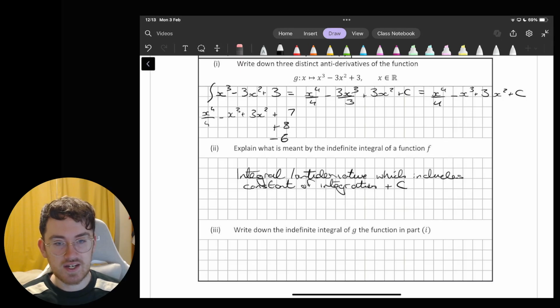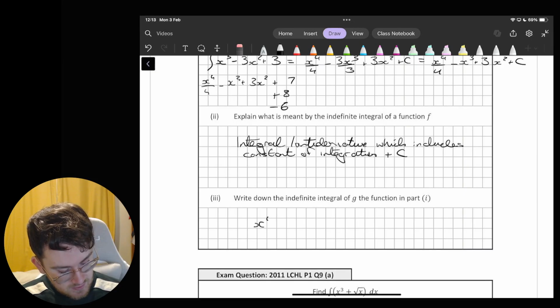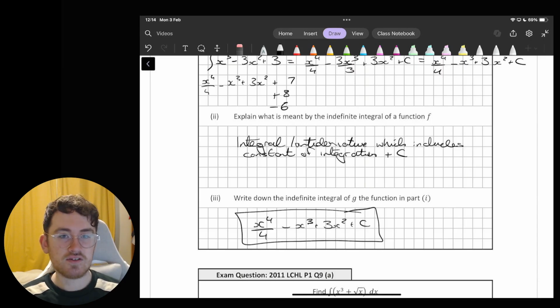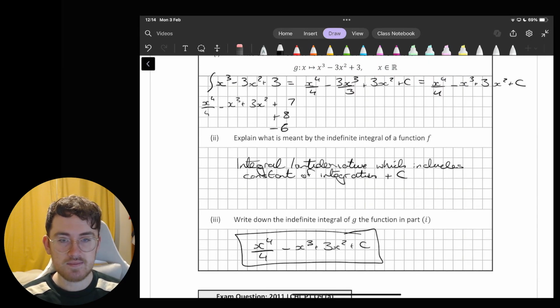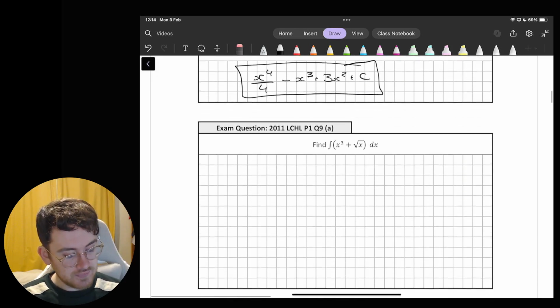Okay, so we're unsure of that idea. Right, then the indefinite integral, so that was the one that I had at the very beginning there, x to the power 4 over 4 minus x cubed plus 3x squared, and then my plus c at the end here. So that idea of the difference between an antiderivative, which is where that c would be replaced by a number, and the indefinite integral, which maintains that c there.